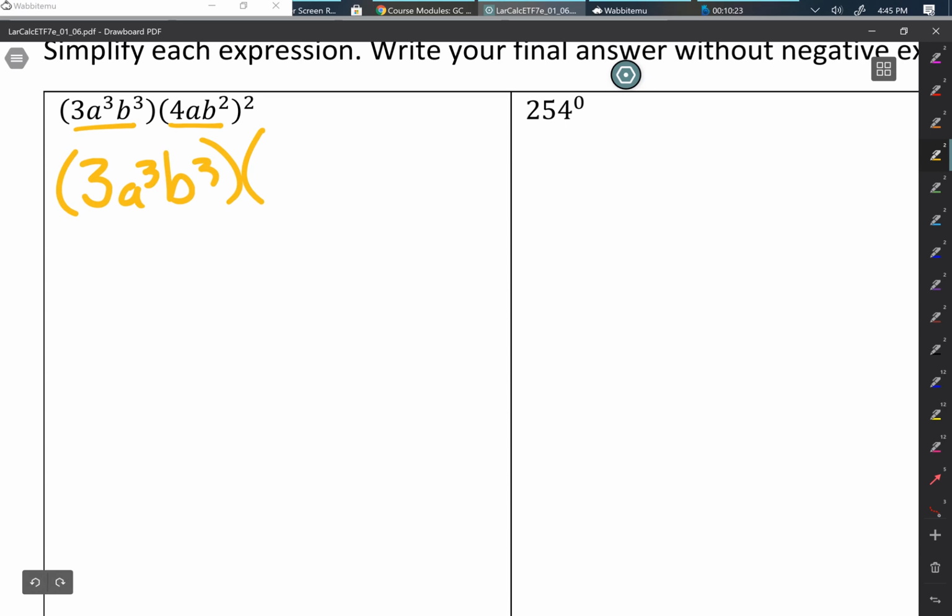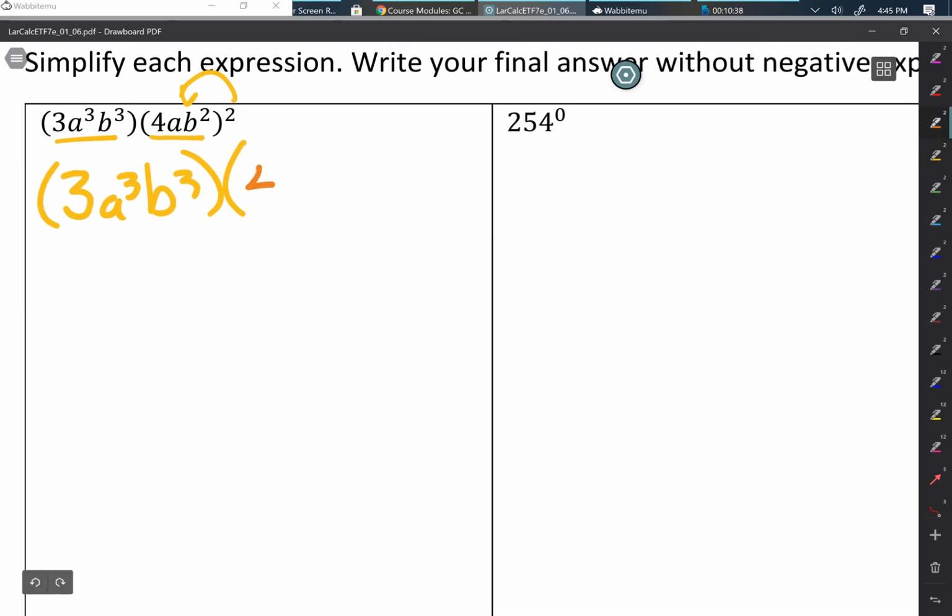But I'm going to deal with that second term. Now, the rules of exponents say that when you have an exponent attached to a single monomial term like that, you need to apply the exponent to each of the multipliers. So that's going to become 4 squared times a squared times b squared squared inside of those parentheses there. Again, leaving that first set of parentheses alone. I haven't done anything with this yet.